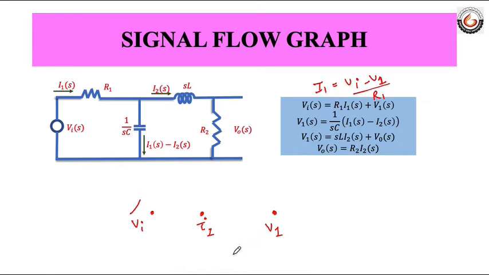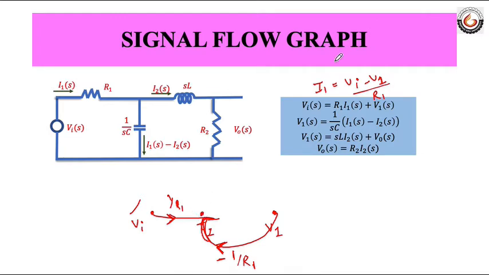So what is the factor with which it is depending on Vi? It is 1 by R1. And what is the factor with which it is depending on V1? It is minus 1 by R1. So its direction is like this and it is like this. Okay, the sum of the 2 will give me I1.